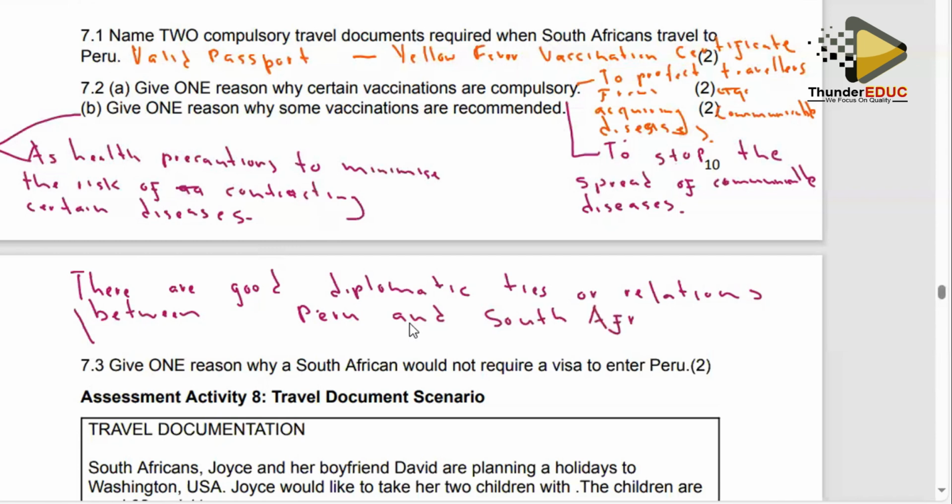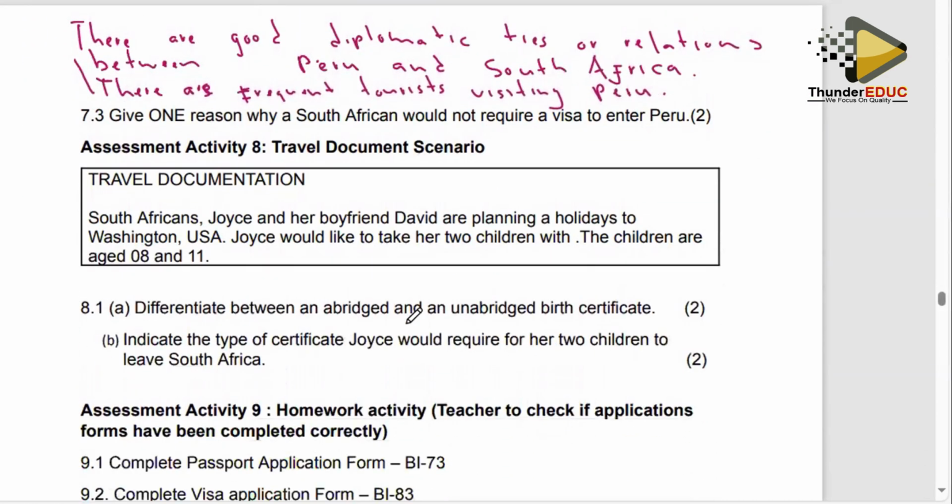So it is because there are good diplomatic relations between Peru and South Africa. They have a common understanding, so they do not require visas for South Africans. Or you can also say that there are frequent tourist travelers to Peru. Tourists are visiting Peru, so it can be a reason why they relaxed the visa arrangements. Then 7.3, we have done that.